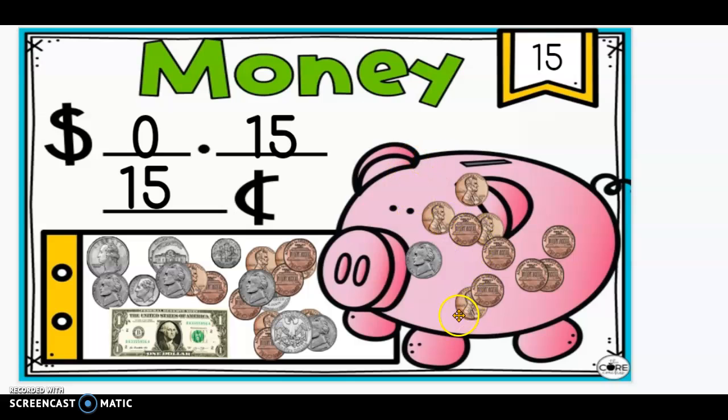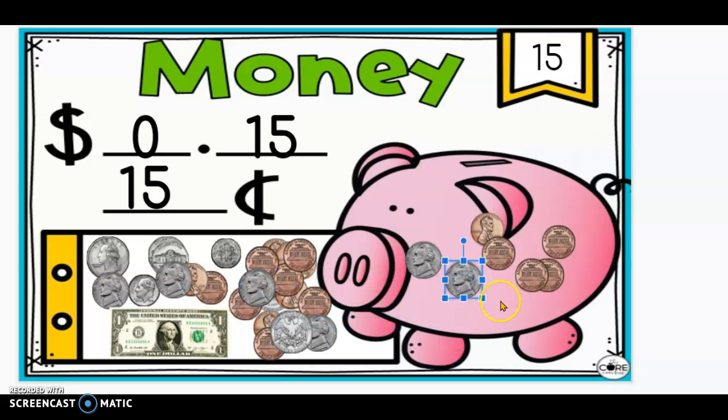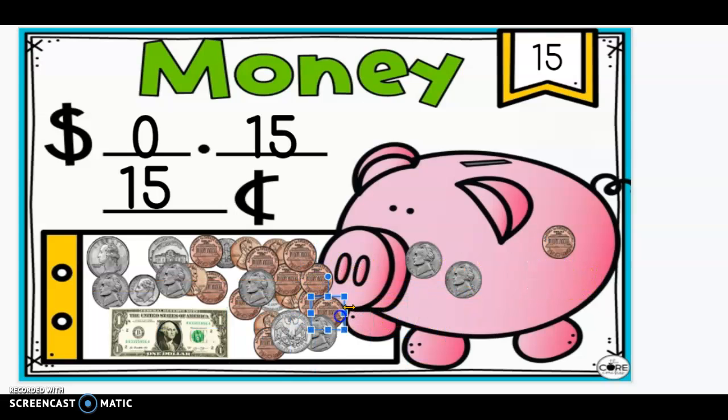Do you think we could do another trade? Let's try it. 1, 2, 3, 4, 5. We can. We have another nickel. Look at what we have left. Can we do another trade? This time we can. 1, 2, 3, 4, 5.